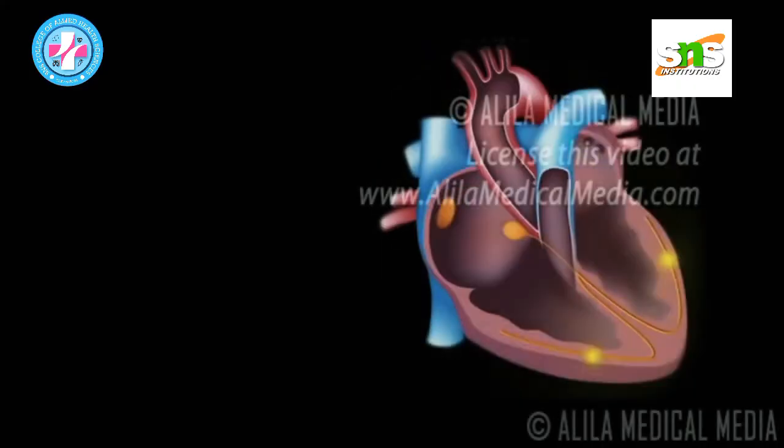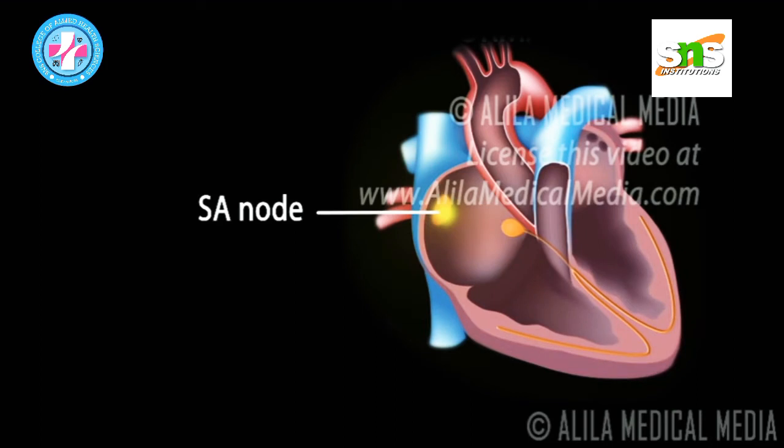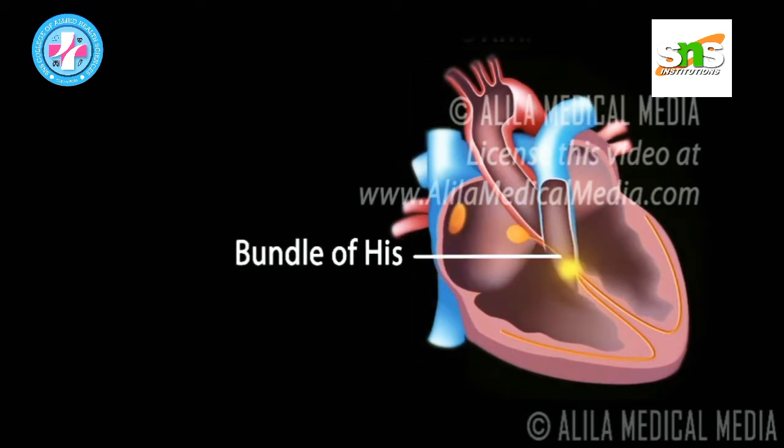rhythm. The heart electrical signals are initiated in its natural pacemaker, the sinoatrial node or SA node, and travel through the atria to reach the atrioventricular node or AV node. The AV node is the gateway to the ventricles. The AV node passes the signals onto the bundle of His.